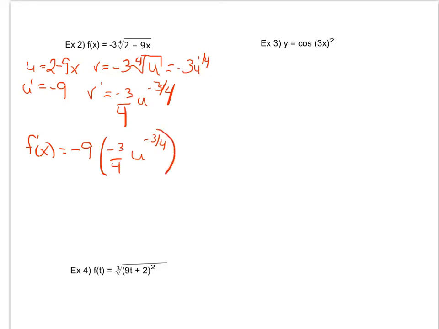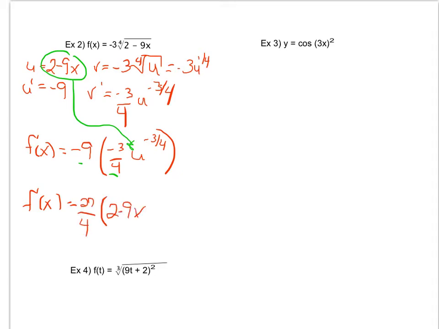Well, now all I have to do now that I have it written out is do a little bit of simplifying. I can multiply these, and I also have to plug u back in because I want my final answer to be in terms of the same variable as my original problem, giving me f prime of x equals 27 over 4 times 2 minus 9x to the negative 3/4.